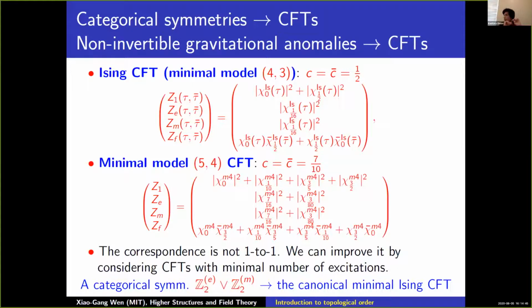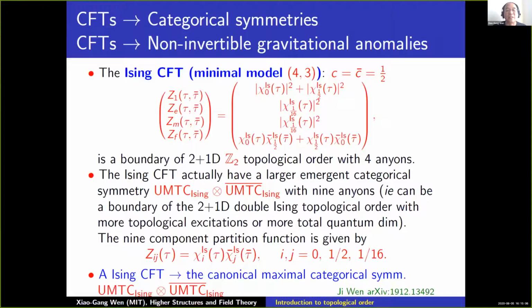Maybe I might be asking: how can I see the Kramers-Wannier duality from that Z2 by Z2 categorical symmetry? Kramers-Wannier duality is basically the exchange of E and M. Yes, I think this symmetry is realized in this case. So the E and M exchange symmetry is contained in here.